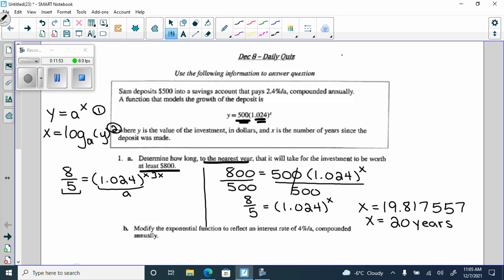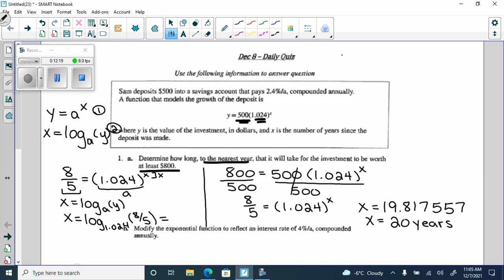Some people try and match it with the log equation, and they're like, I don't know where to put it, because there is no log. Well, exactly. Don't put it with the log one if there's no log, right? Then it converts to the log one. So we get x equals log base a of y. So we're going to get x equals log base 1.024 of 8/5.